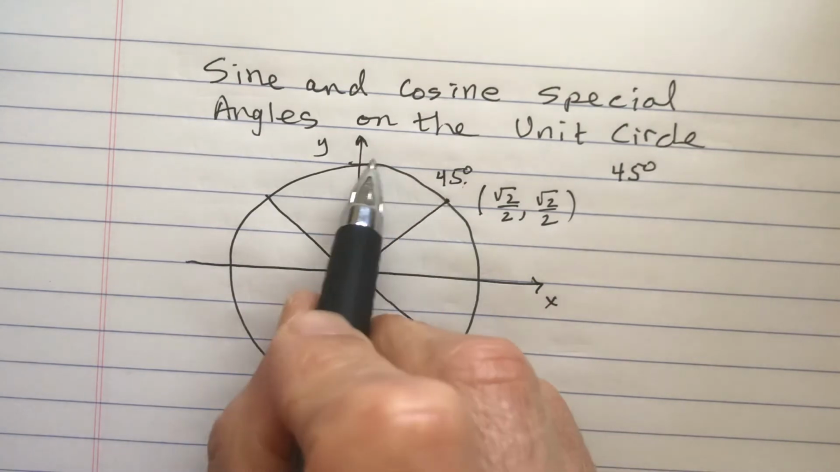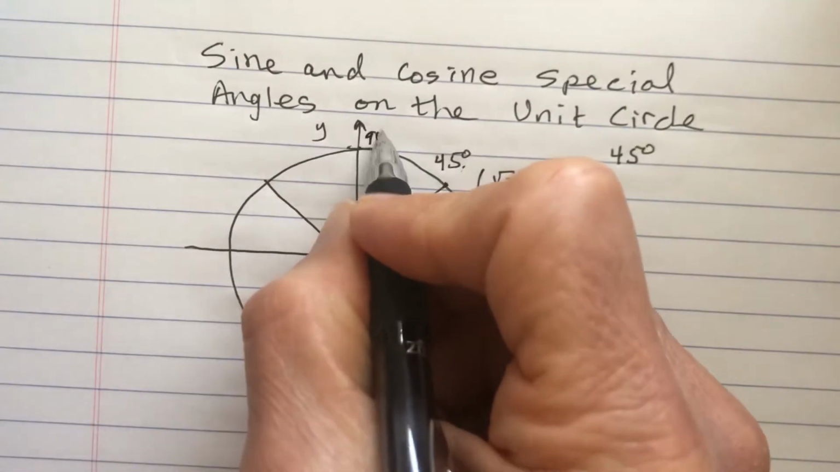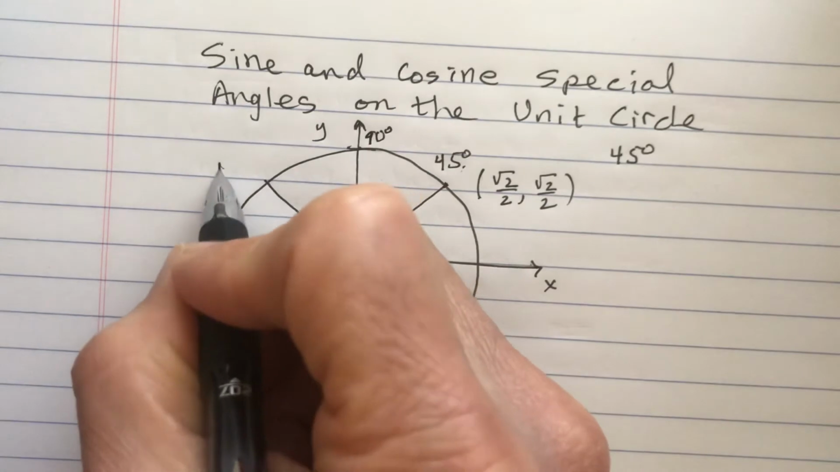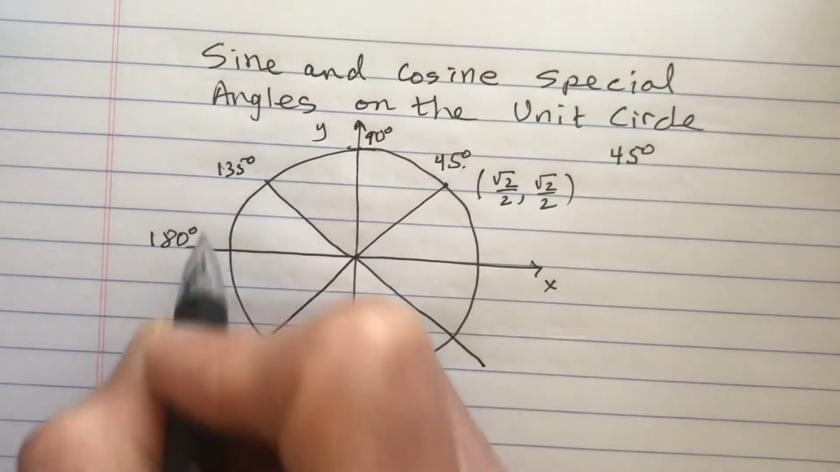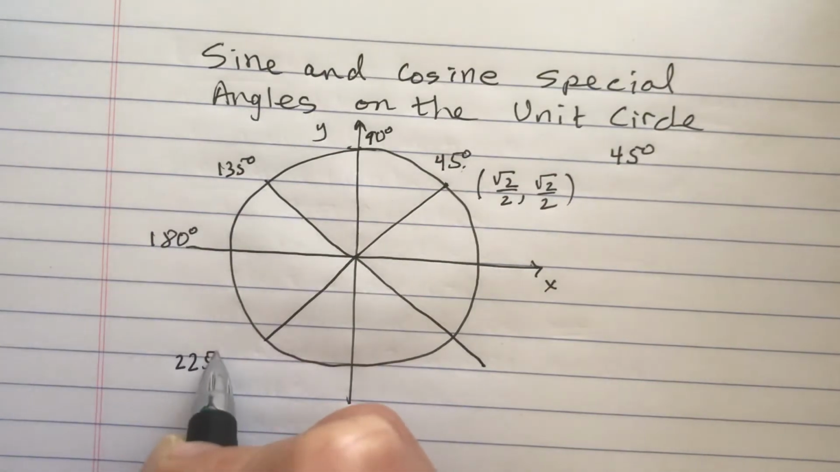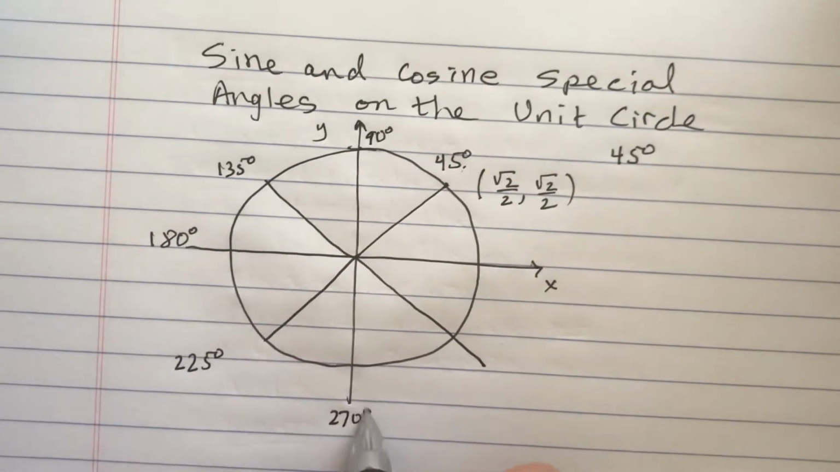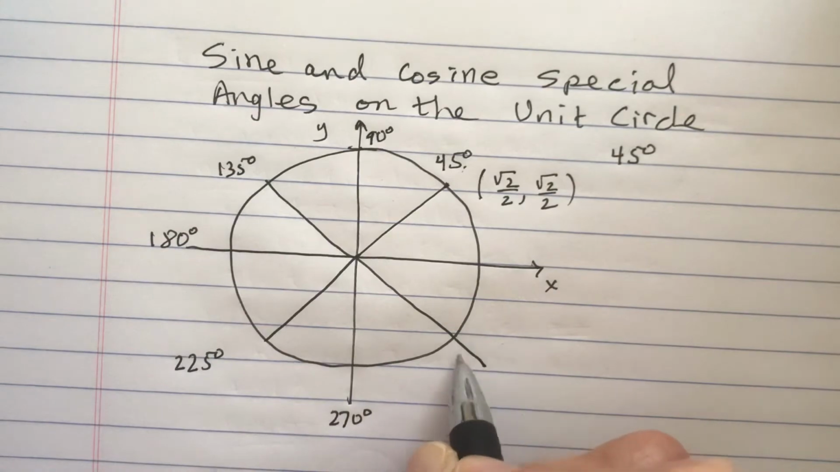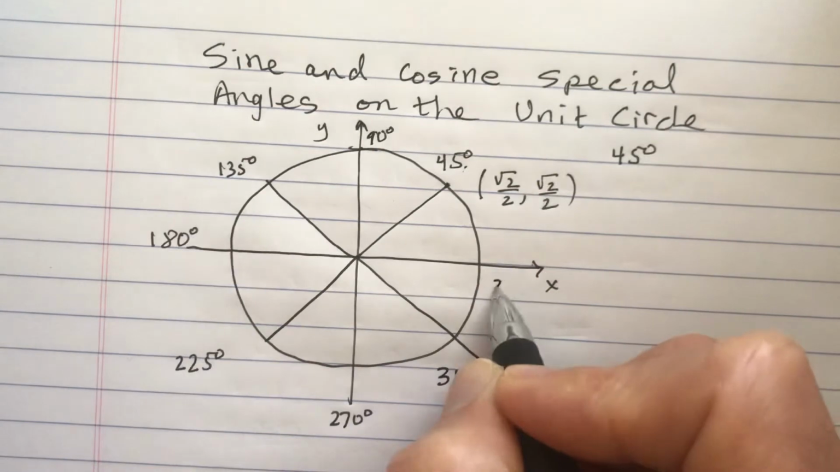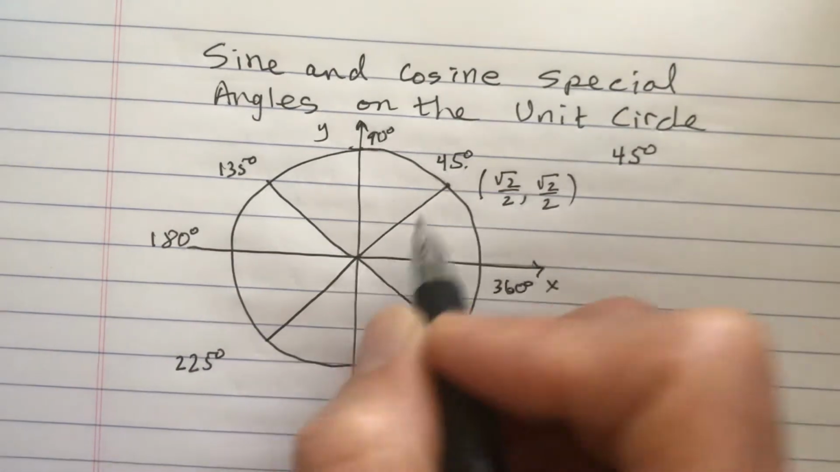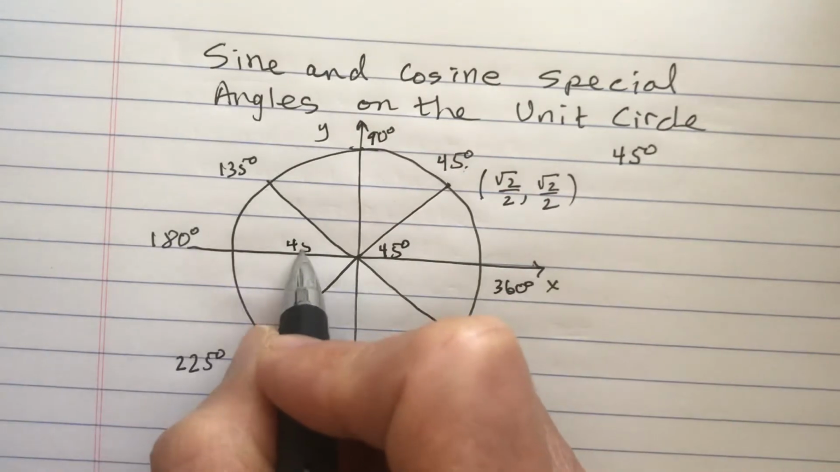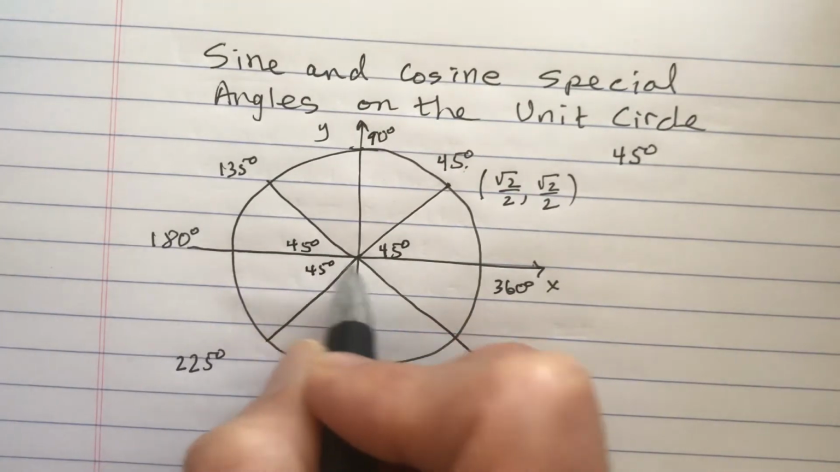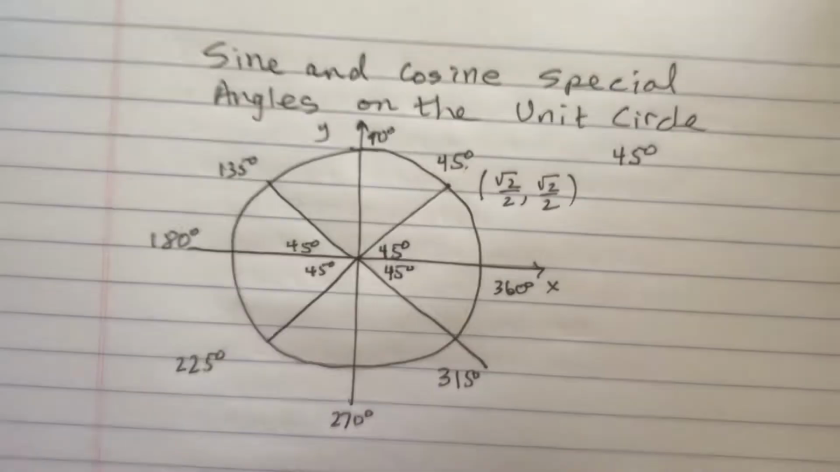If I take this 45 and add 45, I get 90 degrees. I add another 45, I get 135 degrees. Add 45, I get 180, then 225 degrees, 270 degrees, and then 315 degrees. And over here, 360 degrees. Now, the angles that we make with these axes are 45 degrees with the x-axis.